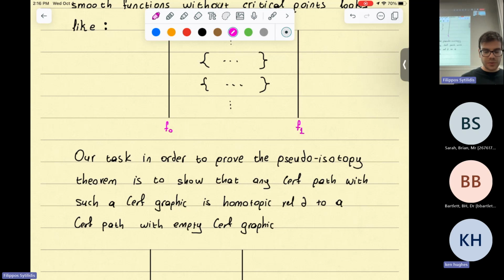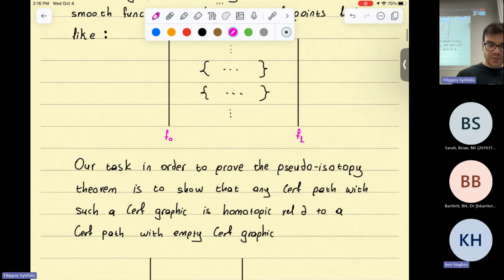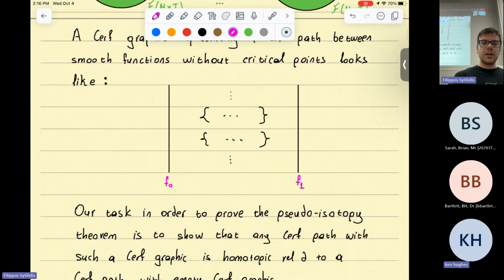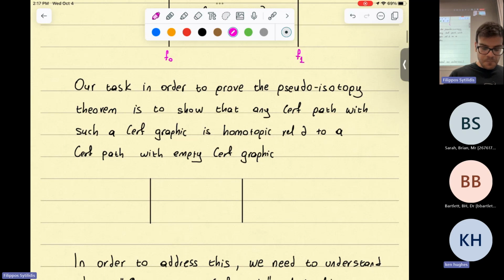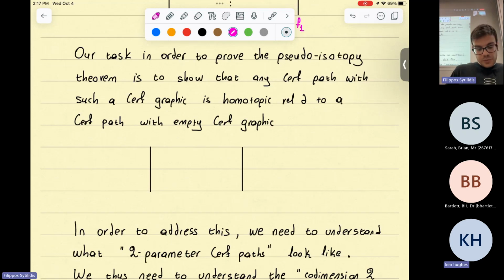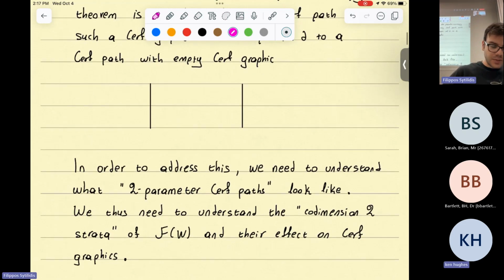So our task to prove the pseudo-isotopy theorem would be to show that any Cerf path with a Cerf graph like this must be homotopic rel boundary to a Cerf path with empty Cerf graphic. That's because if you give me a Cerf path without any critical points throughout, then it has an empty Cerf graph. So that's what we are trying to do. And in order to do that, that's going to be the point of today, what we need to understand.